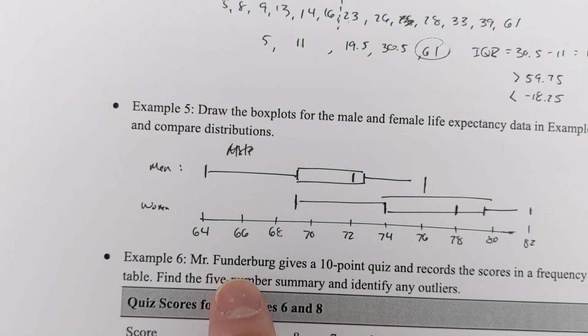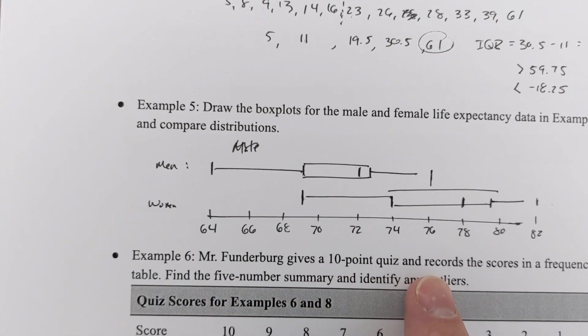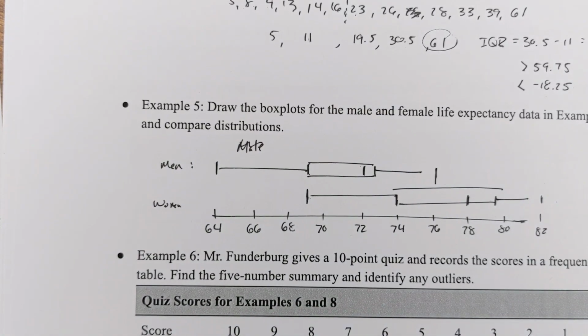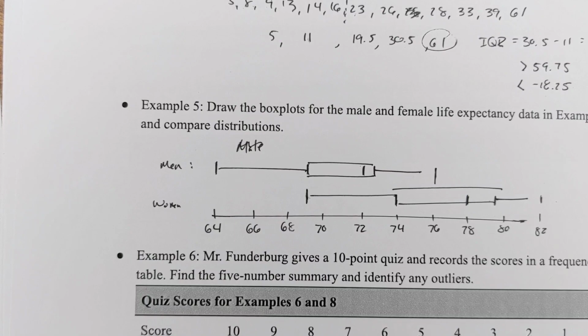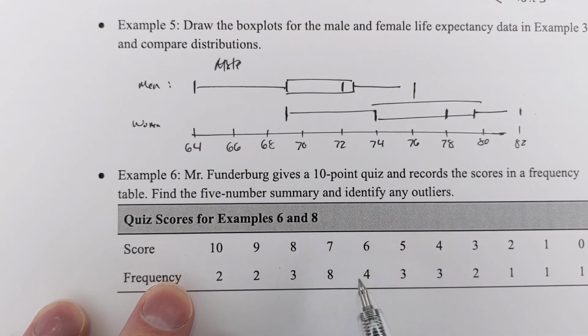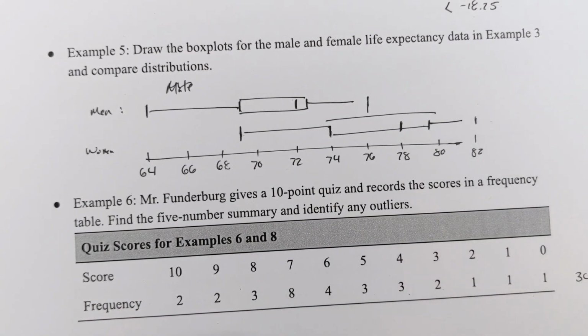Okay, Mr. Funderburg gives a 10-point quiz and records the scores in the frequency table. Find the 5-number summary and identify any outliers. So we have a total of 30 scores.